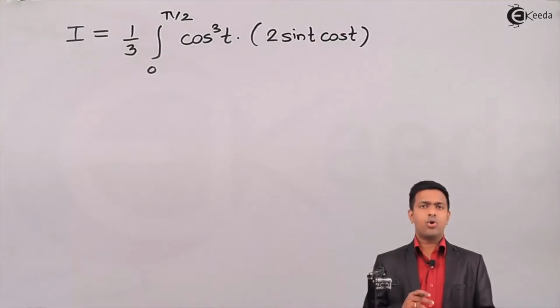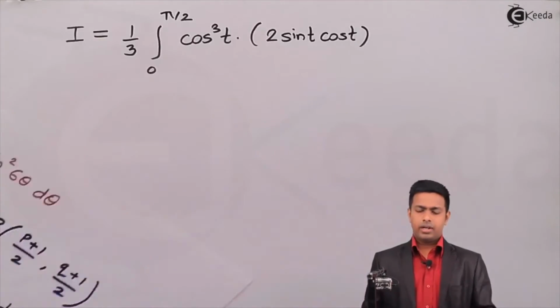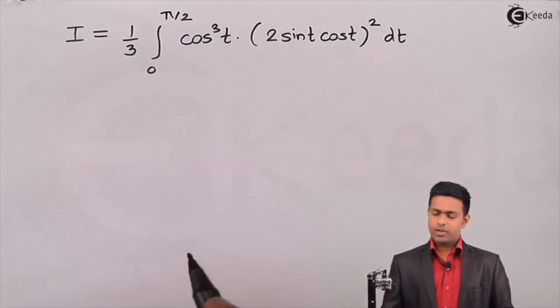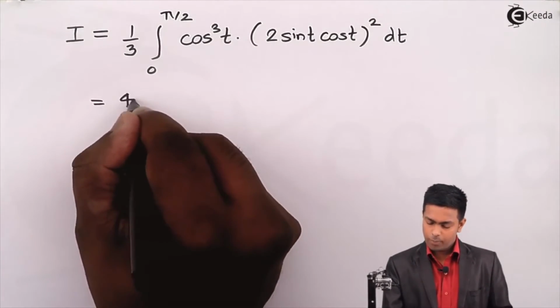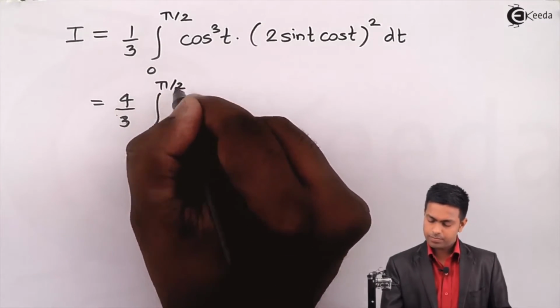And guys, do not forget to put this square. So it is square of that bracket into dt. So this will give us 2 square, 4. I can take 4 outside, so 4 upon 3 outside. Integration from 0 to pi upon 2.